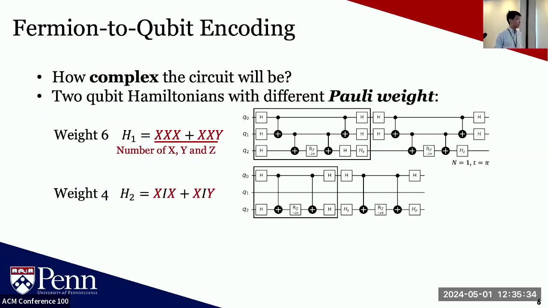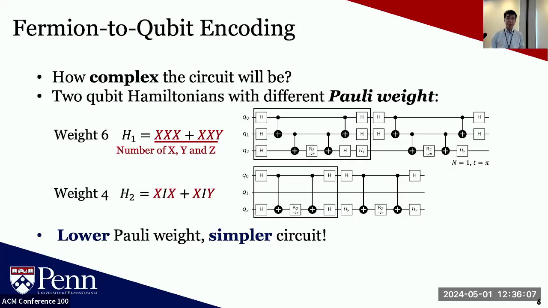So since the strategy is not unique, we may want to study how complex the final quantum circuit might be. And a way to measure the complexity of the final quantum circuit is by measuring the Pauli weight of the qubit Hamiltonian. The Pauli weight of the qubit Hamiltonian is defined by the number of X, Y, and Z Pauli operators in it. And in this simple example, we have two qubit Hamiltonians, one with Pauli weight 6 and one with 4. We can see that the qubit Hamiltonian with lower Pauli weight corresponds to a shorter circuit.